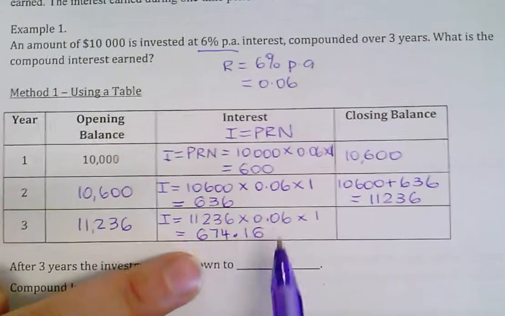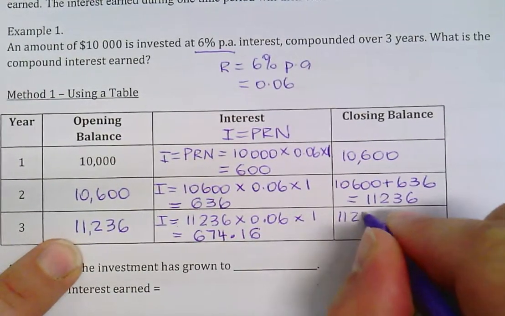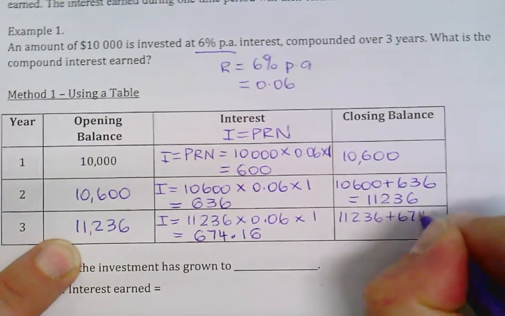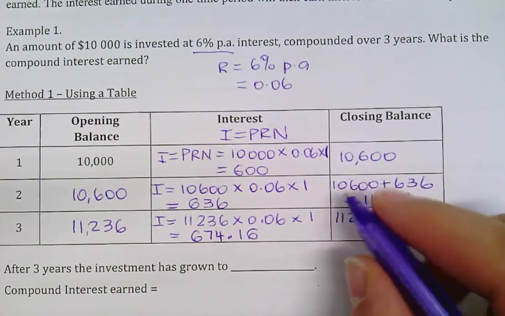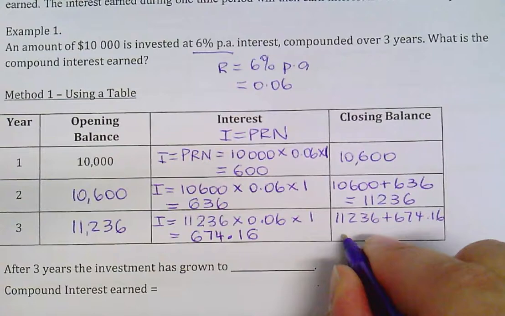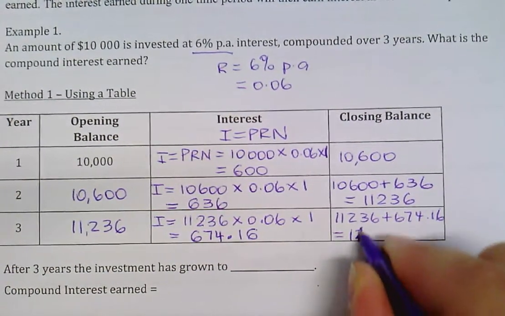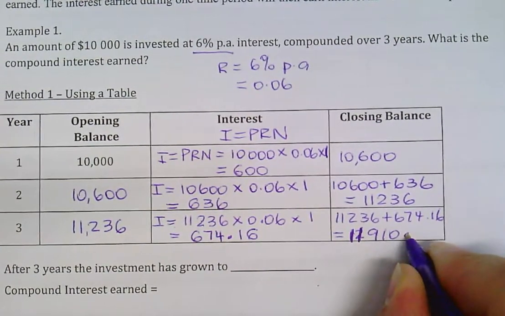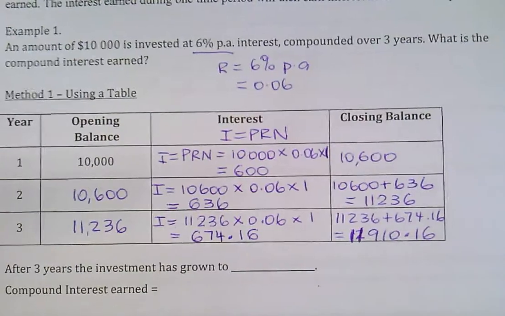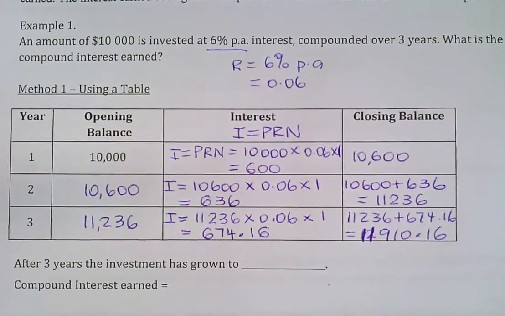So I've got $674.16, my interest for the third year. Adding that onto 11,236 plus 674.16, the total amount of my investment at the end of the third year is $11,910.16. So we started with $10,000, okay?